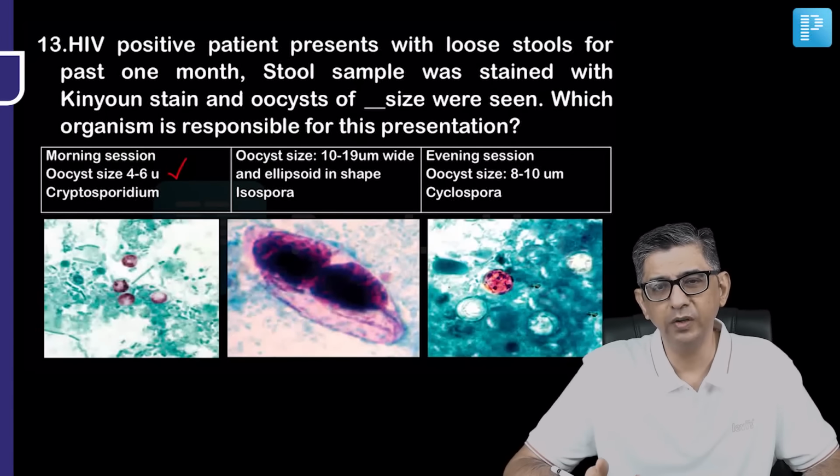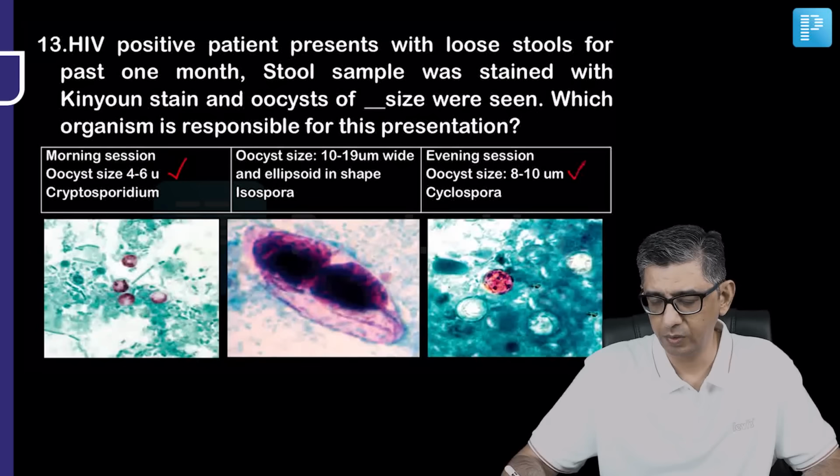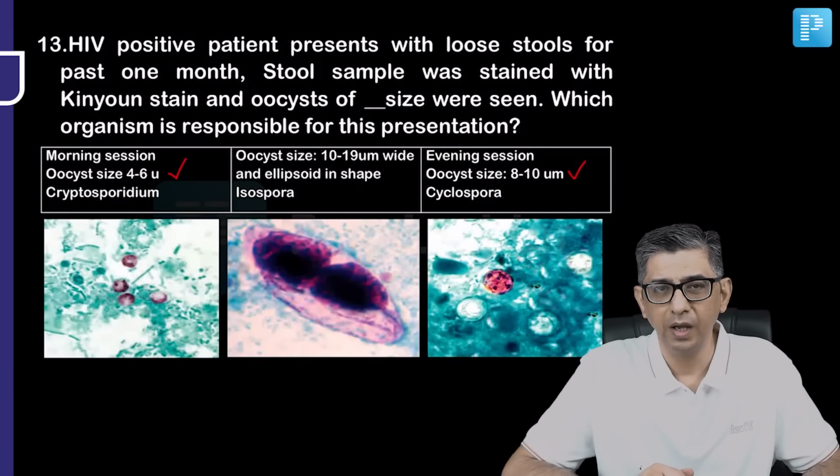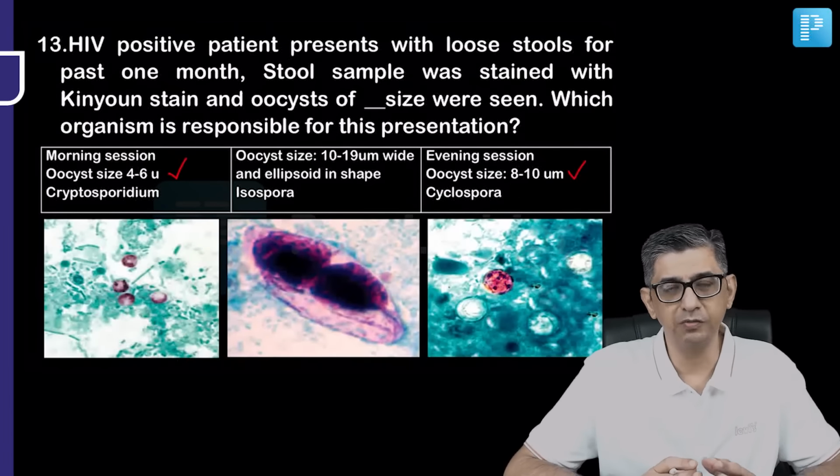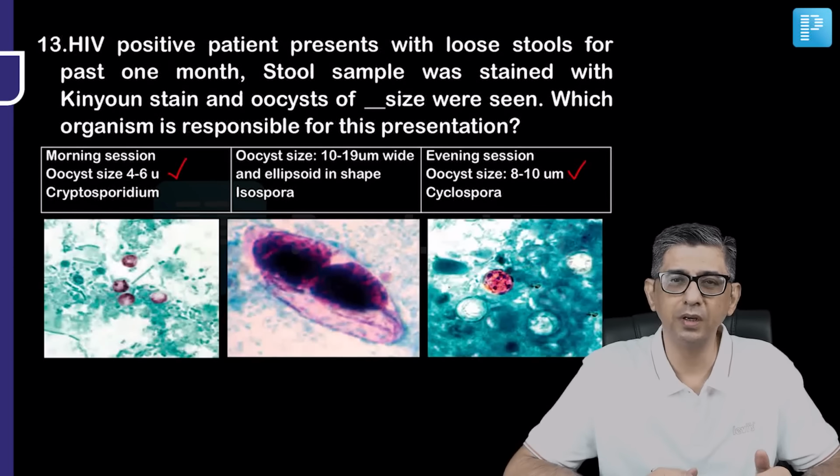And what you need to know is that if the oocyst size is between 8 to 10 microns, then it would be cyclospora. I mean, even the drug of choice would change, because if it's going to be cryptosporidium, we'll be using nitazoxanide.